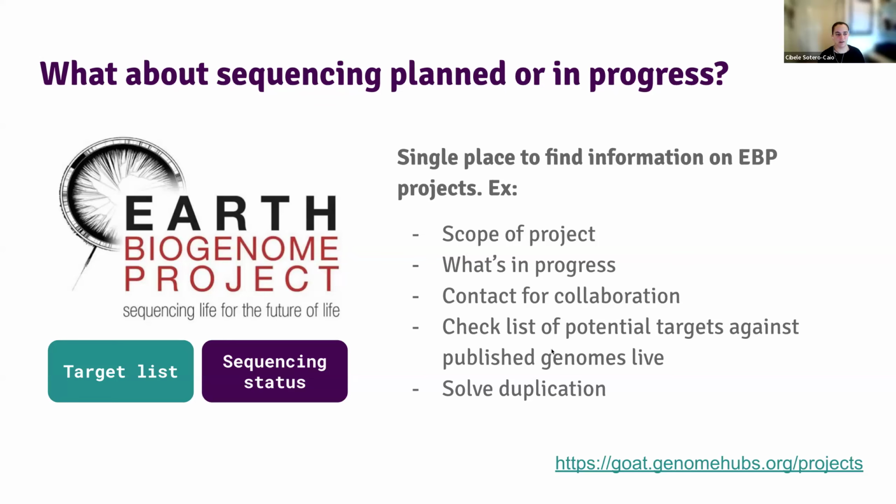And then solve duplication, because although there are 40-something projects on the Earth Biogenome Project, some of them have scopes that are very overlapping. So identifying things that have been initiated really helps early on to define new collaborations, who has samples, or also if one project should just hold and use the resources for something else.